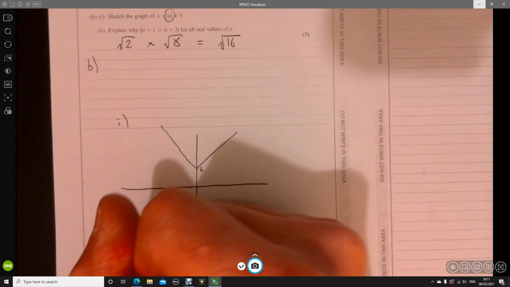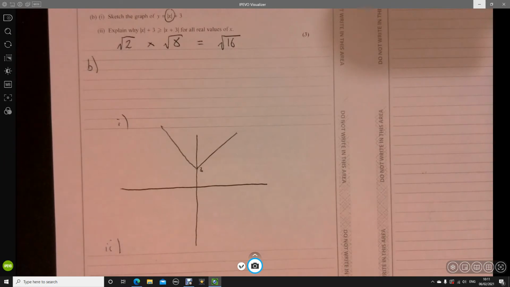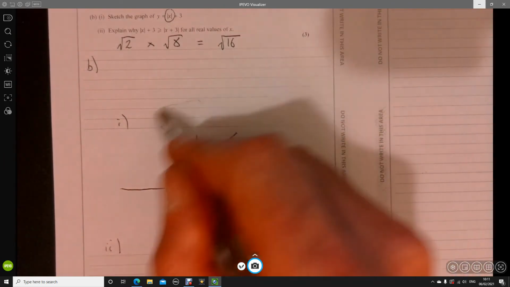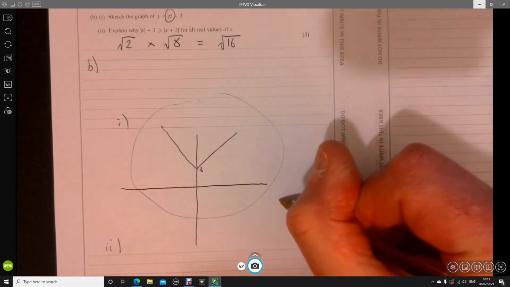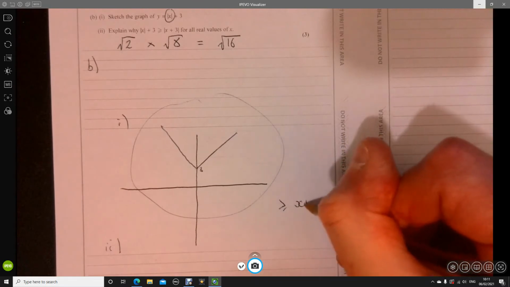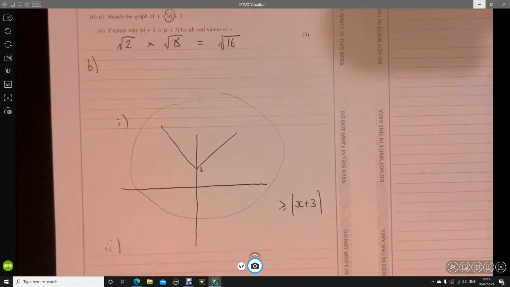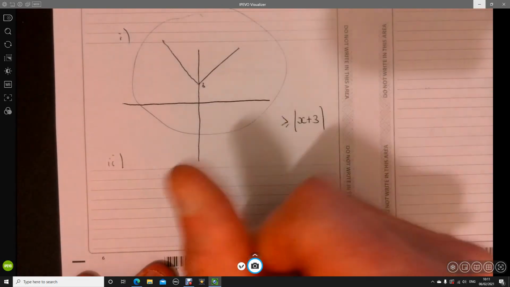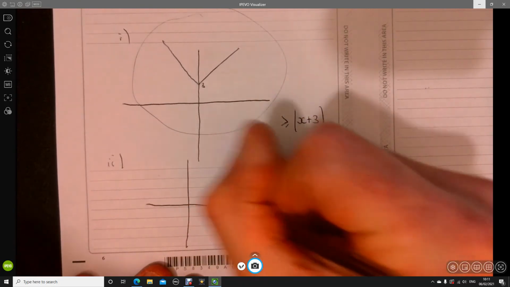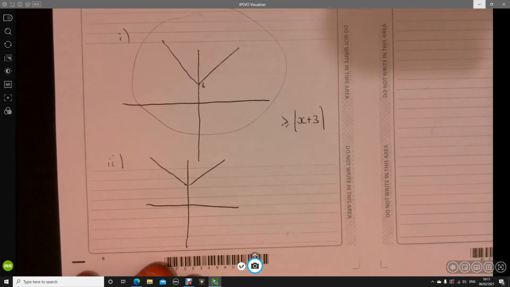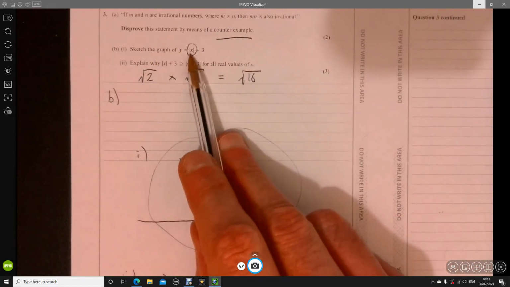Right, part 2. So there's part 1 and part 2. Part 2 says explain why this must always be more than or equal to modulus of x plus 3. Well, it's probably easier to just look at the two graphs together. So I don't want to ruin this one. So we know that that's going to be mod x plus 3.